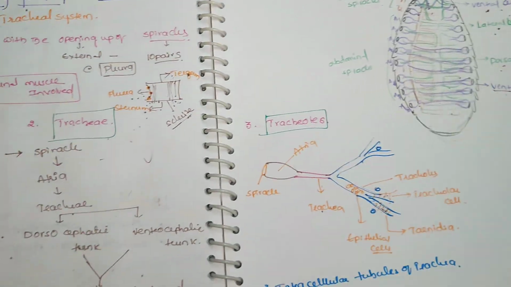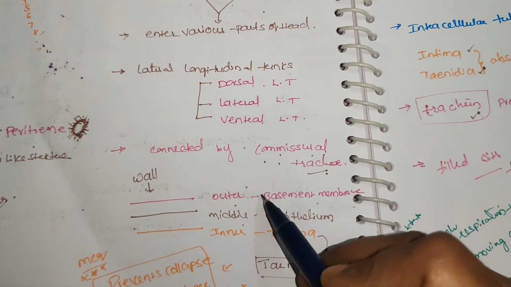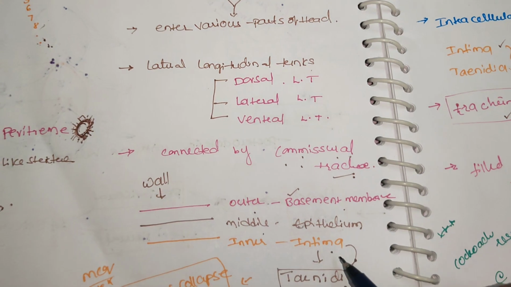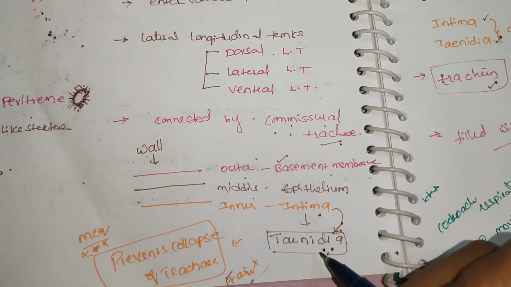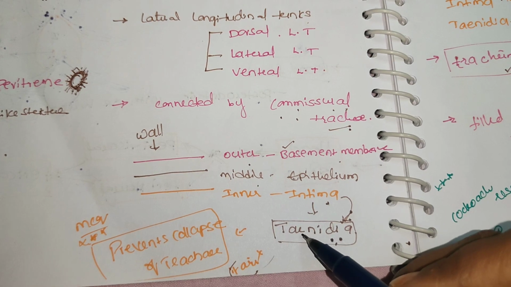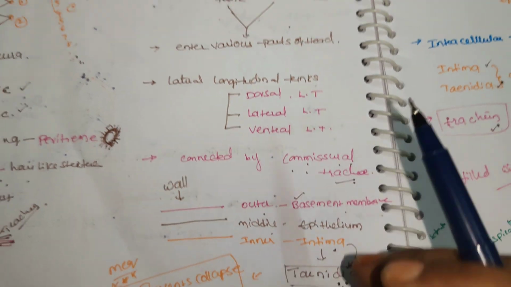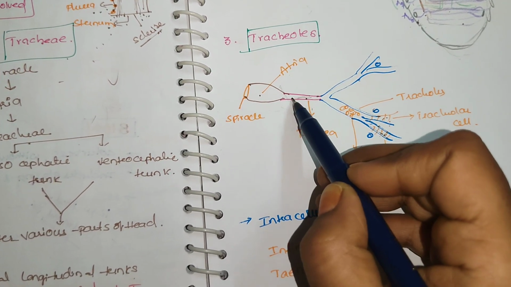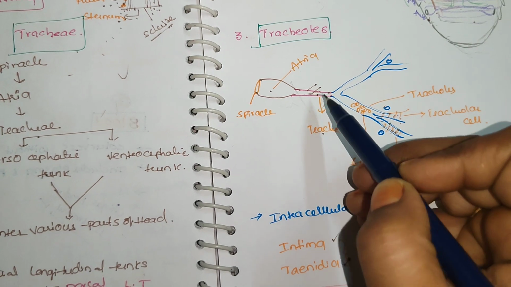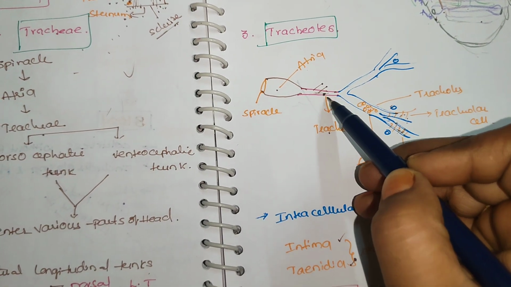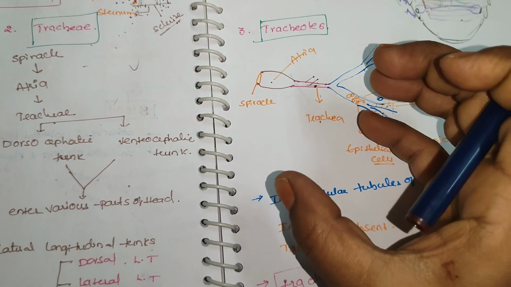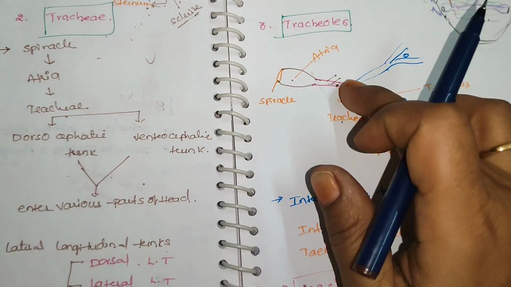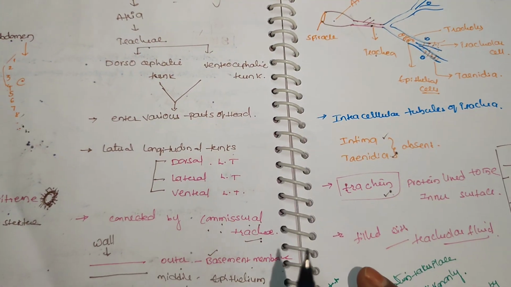And this trachea has three types of walls: outer basement membrane, middle epithelium, inner intima. The inner side of the intima is called ctenidia. The importance of ctenidia is that it prevents the collapse of trachea. So here spiracle, atrium, trachea. In trachea we have an outer basement membrane, middle epithelium, inner intima. Intima has ctenidia. These ctenidia prevent the collapse of the trachea when there is no air in the trachea.